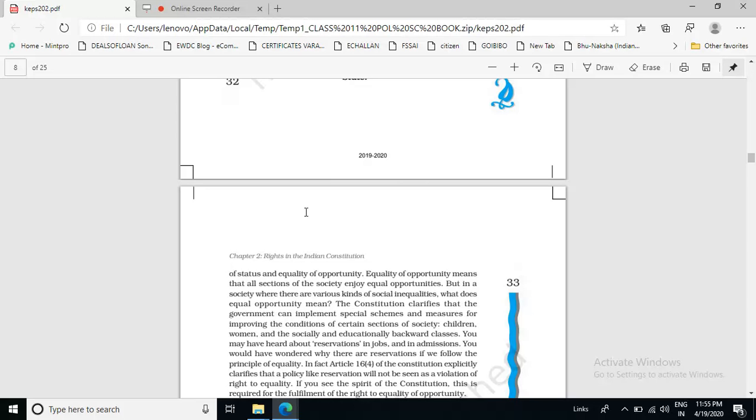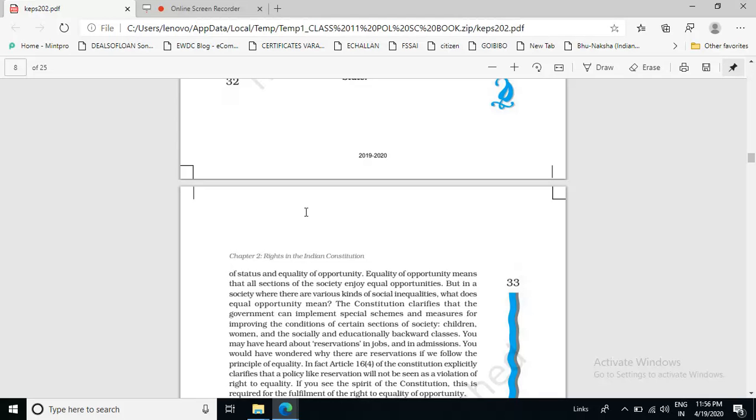And the second one, which is mentioned in the preamble, is equality of opportunity. Equality of opportunity means that all sections of the society enjoy equal opportunity. There should not be any kind of discrimination. All the sections of the society should enjoy equal opportunity.